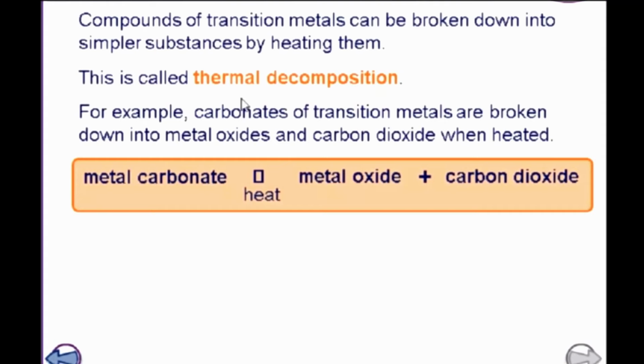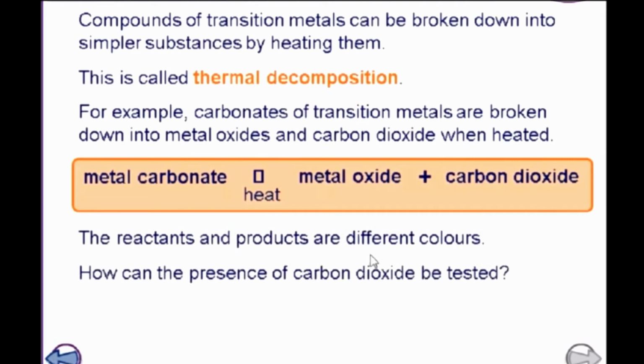So when we heat a substance, it will break down into a simpler metal oxide and a different gas like carbon dioxide. If it's a carbonate, then carbon dioxide gas. The reactants and products are different colors. So the reactants will have one specific color and the products will have another specific color.